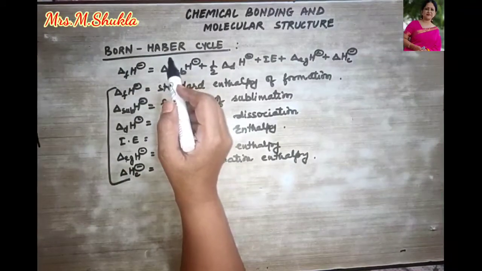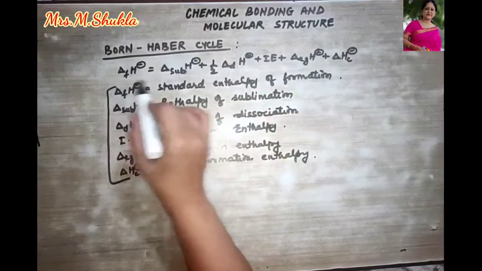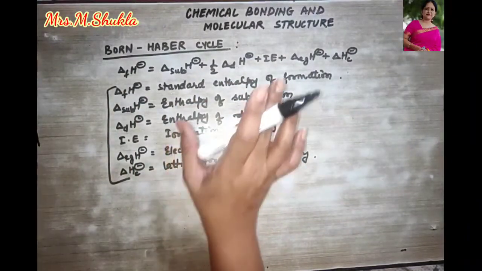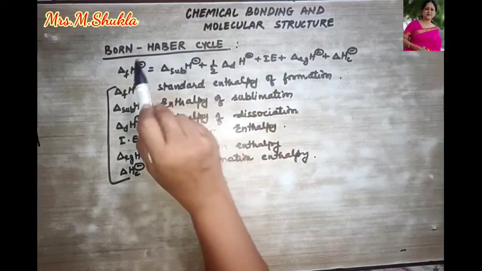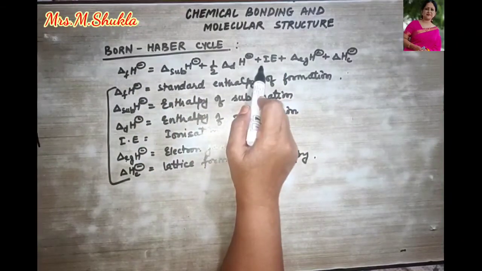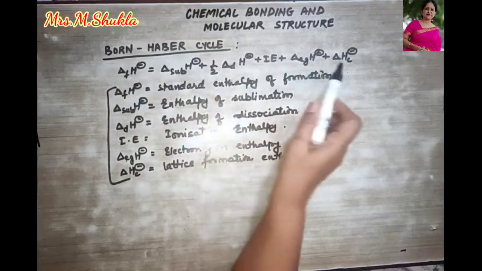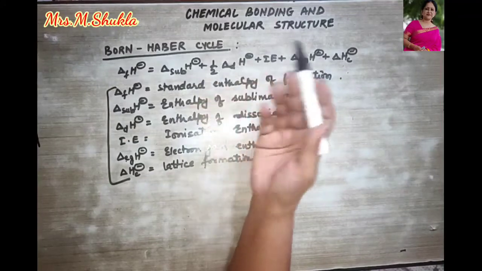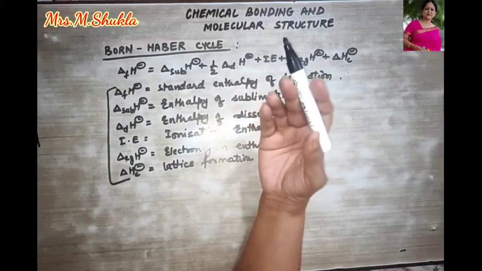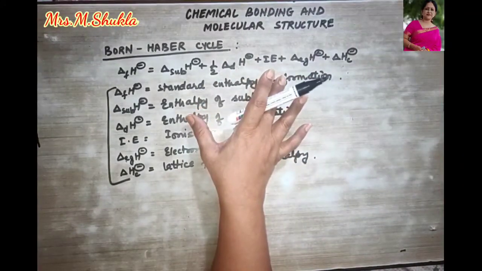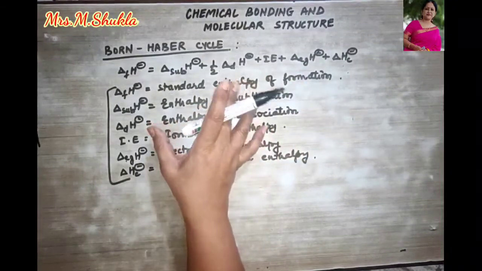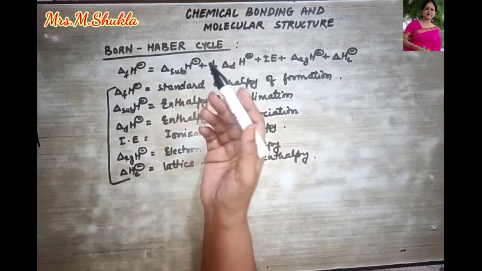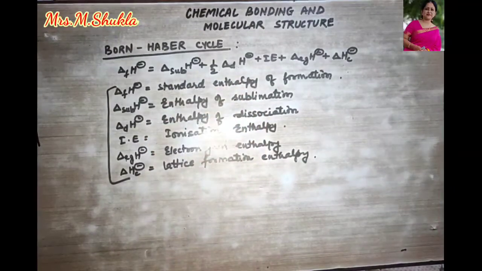So if you remember all these thermodynamic properties, then it will be very easy for you to calculate the lattice enthalpy. Clear? And this is the formula that you have to remember. Now remember, there are how many? 6 quantities. 1, 2, 3, 4, 5, 6. So out of these 6 quantities, if 5 quantities are given to you, you can automatically calculate the 6th quantity.